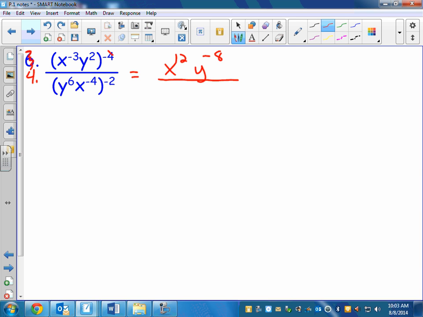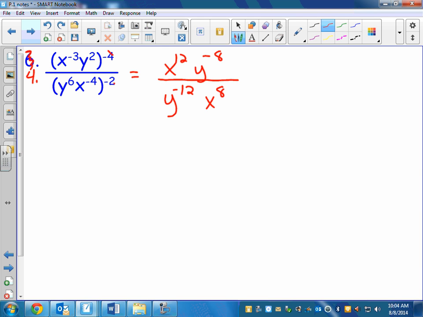I guess you can move stuff around when it's negative, but I like to get rid of parentheses first. And the same thing on the bottom. 6 times negative 2, they're both exponents, so that's y to the negative 12. And negative 4 times negative 2 is x to the 8.